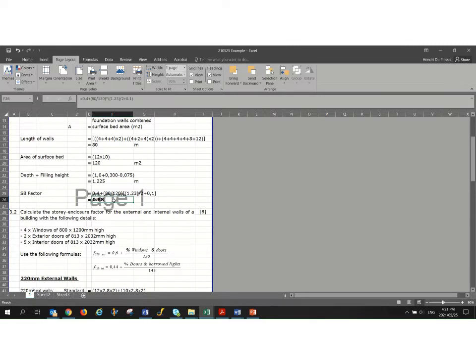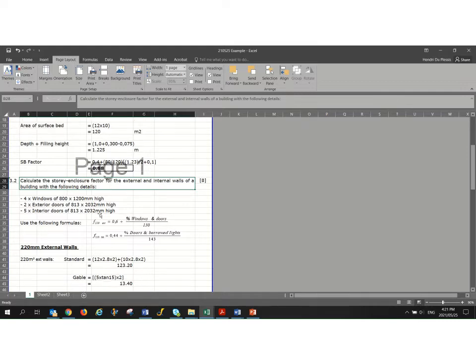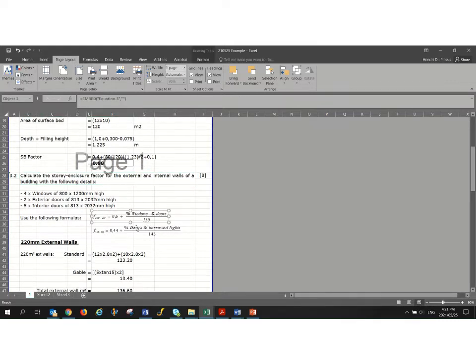So have a look at that. And then the second question is calculate the storey enclosure factor for the external and internal walls of the building with the following details. Okay, so now we know it's the internal and the external walls, so two formulas will apply. So we've got our first formula, which is in your book that you have to know, and your second formula as well for the 110 millimeter wall. So you've got your percentage of windows and doors that you have to calculate, and your borrowed lights as well.